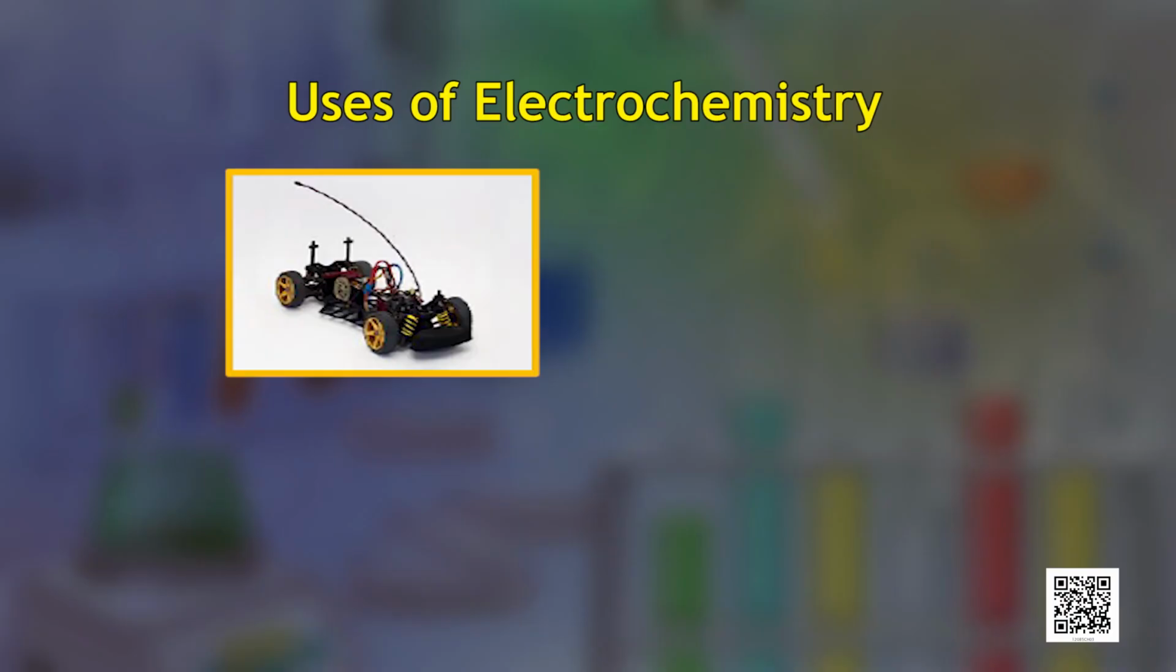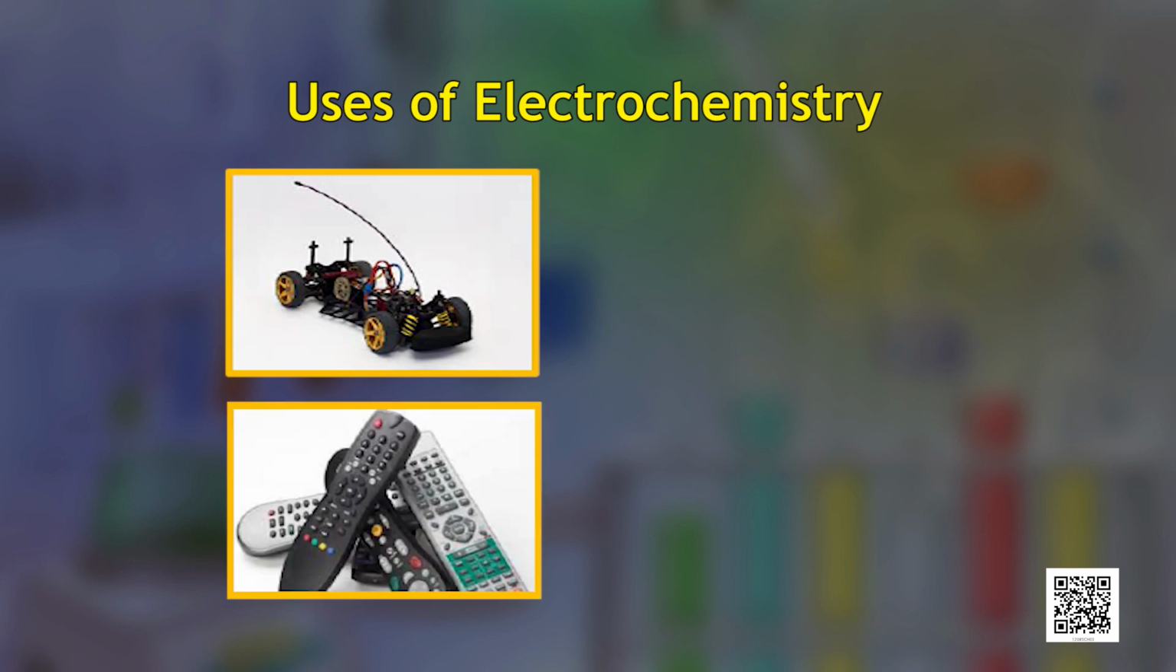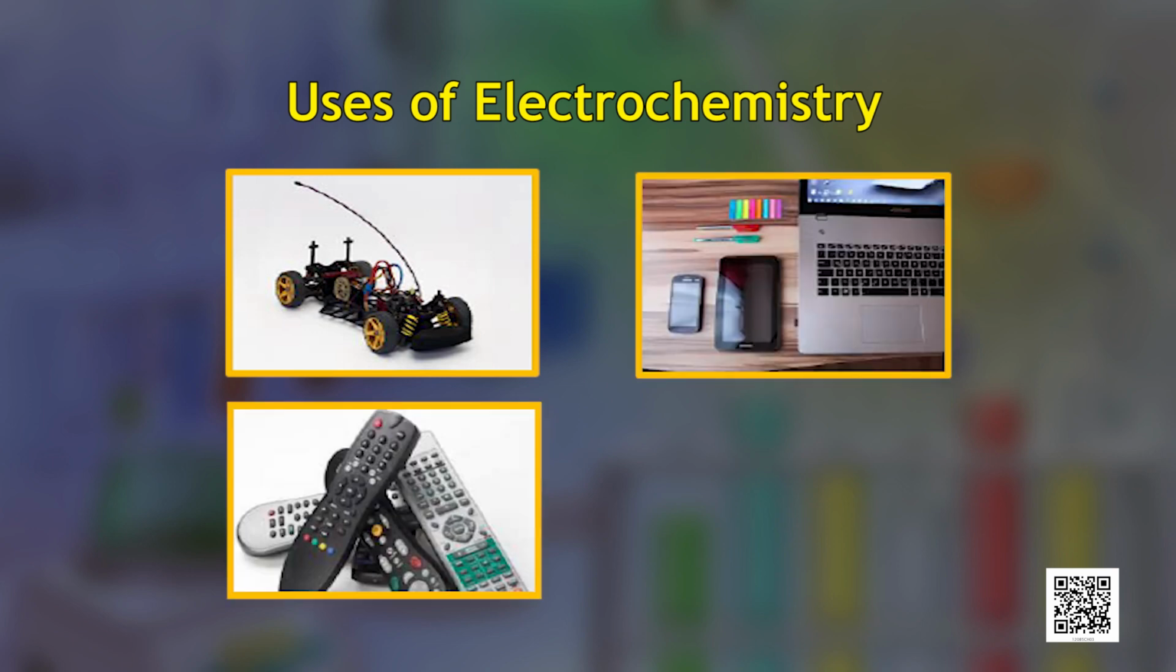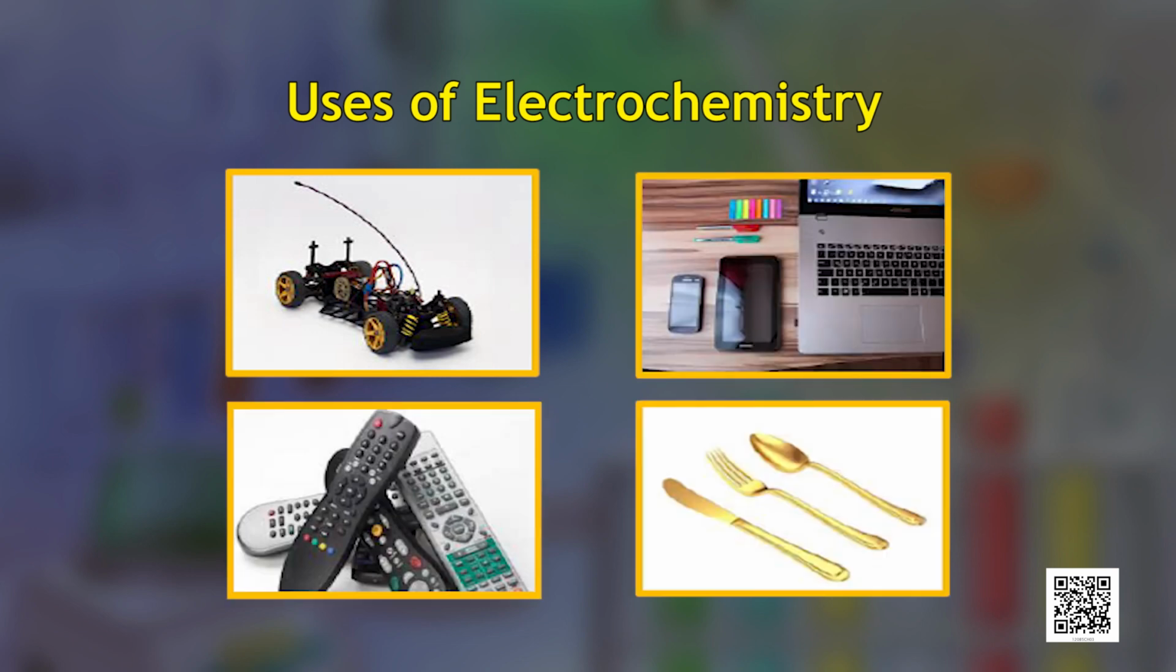Electrochemistry finds its existence in theoretical as well as practical approaches. Right from the cells and batteries used in toy cars, robots or remote controls, to your mobile phone and laptop batteries, and then to processes like gold plating, electrochemistry can be explained everywhere.